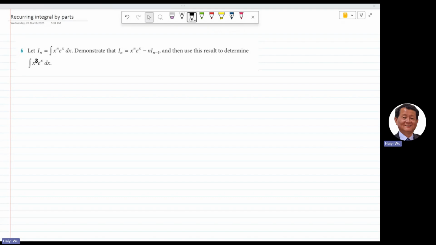I haven't been updating any new video lately, so today I'm going to do integration by parts. We're going to use this recurring formula. So this is called recurring integral to solve this.